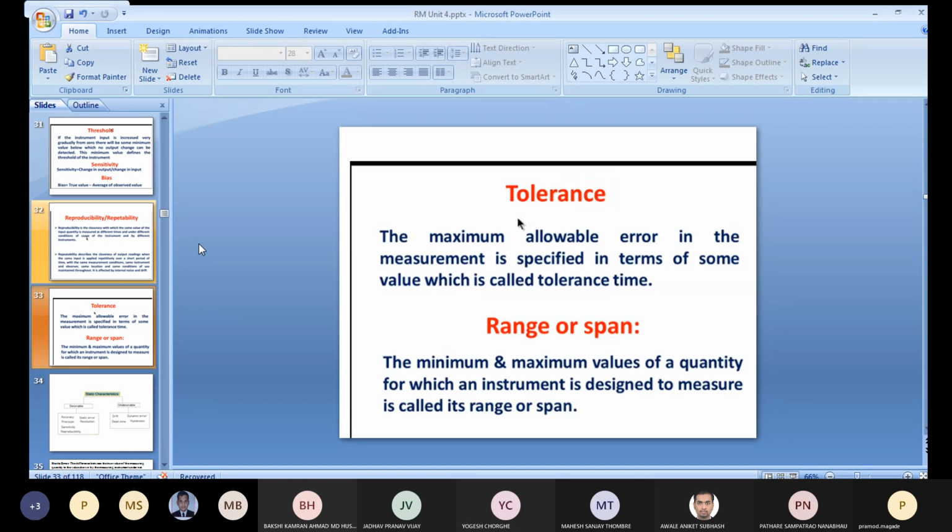We can assemble the things because of this tolerance. So we can say the maximum allowable error in the measurement, specified in terms of some value, is what we call a tolerance. And this kind of tolerance we can find from the design data book. Suppose the shaft has a 50 diameter. If I apply the tolerance, I will have to consider the upper and lower limit for the case, and that upper and lower limit again depends on the structure and material condition. So for that we have used the design data book many times for the tolerance case.